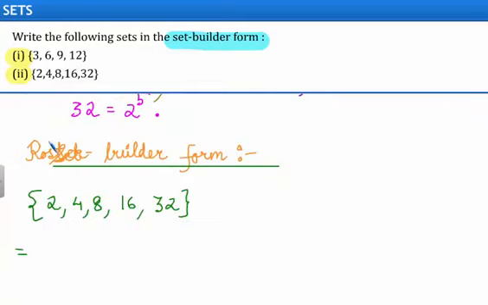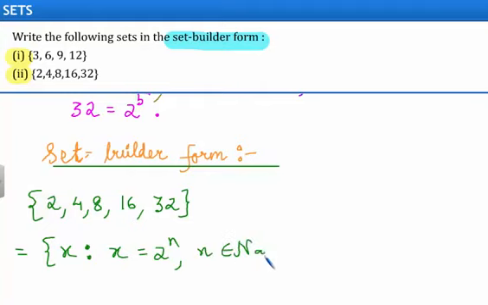Hence, the given set can be written in set builder form as {x : x = 2^n, where n belongs to the set of natural numbers and 1 ≤ n ≤ 5}. So this completes the solution.